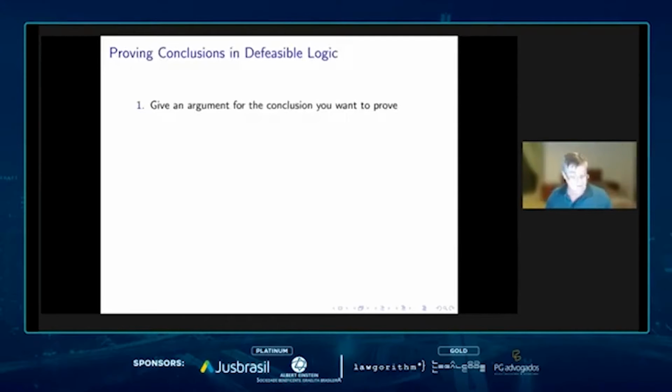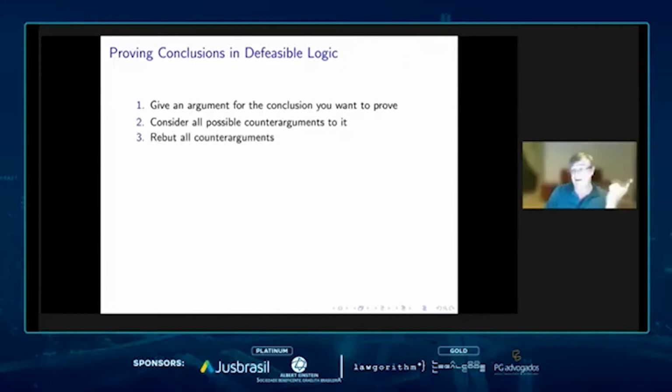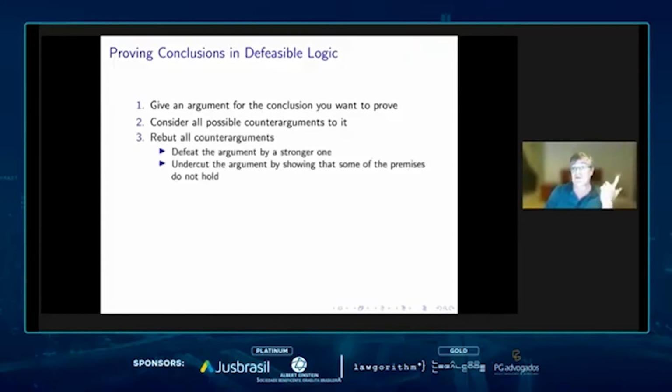And now we can consider what it means to reason in the logic itself. If we want to prove a conclusion, then what we have to do is give an argument for the conclusion we want to prove. But then we have to consider all possible counter arguments against it. And finally, we have to rebut. And we have two ways to rebut a counter argument. Either we can defeat the counter argument by a stronger one, or we can undercut, so we can show that some of the premises do not hold.